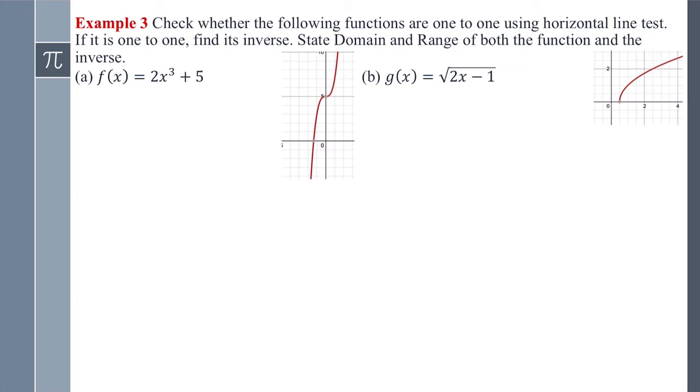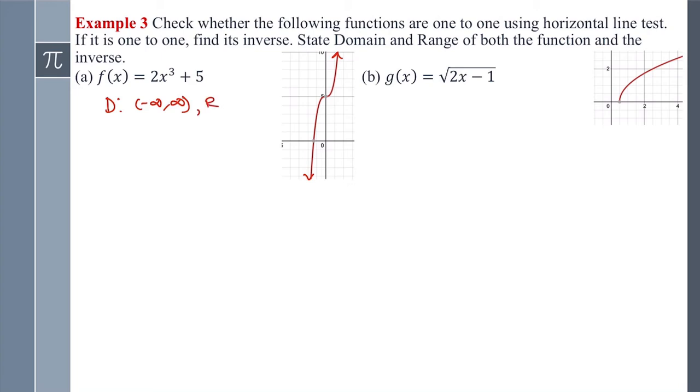The graph of this cubic function is right here. It does pass the horizontal line test. There's no way we can draw a horizontal line to cut that graph in more than 1 point. So that means this is a one-to-one function. The next thing, let's find the domain of this function before we find the inverse. This is a cubic function, and even from the graph we can see that it goes forever in both directions. So the domain is all real numbers.